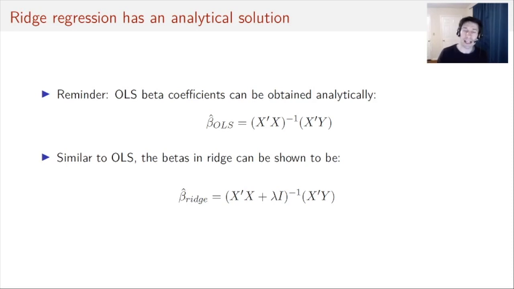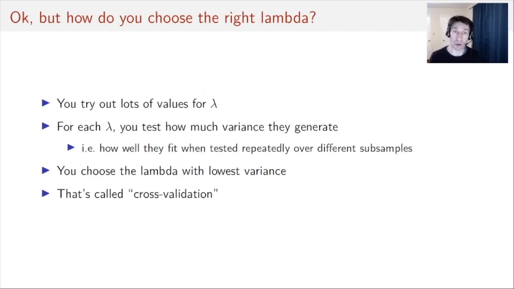So as you see, the beta hats from the ridge are actually fairly easy to compute once you know your lambda. Okay, but then how do you know the lambda? Well, the way you're going to do this is just by trying out lots of values for lambda. For each lambda, you're going to test how much variance they generate. That means how well they fit when tested repeatedly over different subsamples of your data. The lambda you choose will be the one that gives you the lowest variance, the one that consistently gives you pretty good fit over lots of different subsamples of your data. This procedure of testing over different subsamples of your data is called cross-validation.